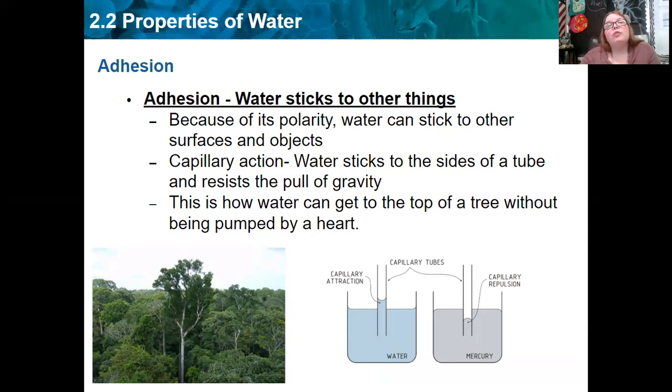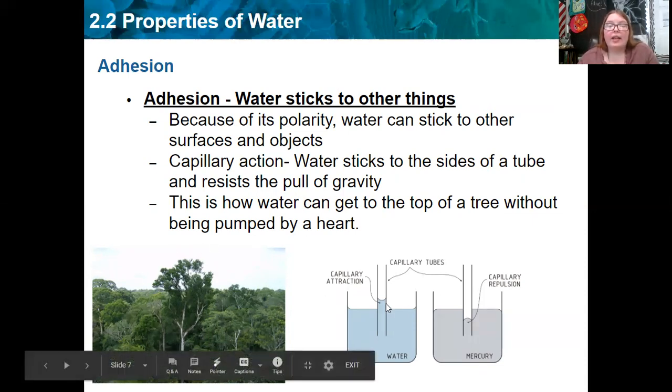So the next time you get a drink with a straw in it, if you look really close, you'll be able to notice the level of water in the straw is just a little bit higher than the level of water in the cup itself. And that's because adhesion is taking place. That water is sticking to the sides of the straw.